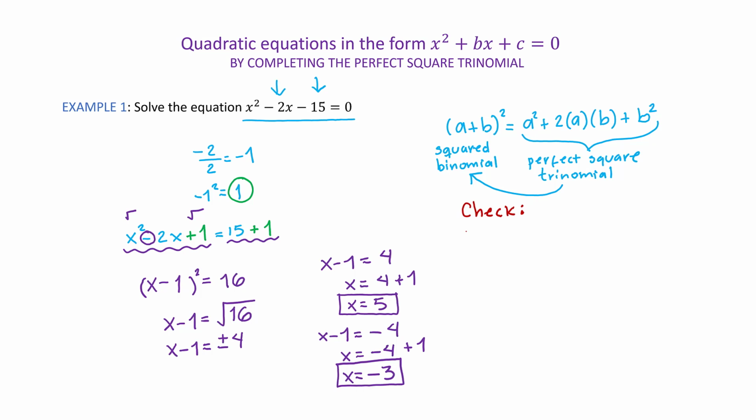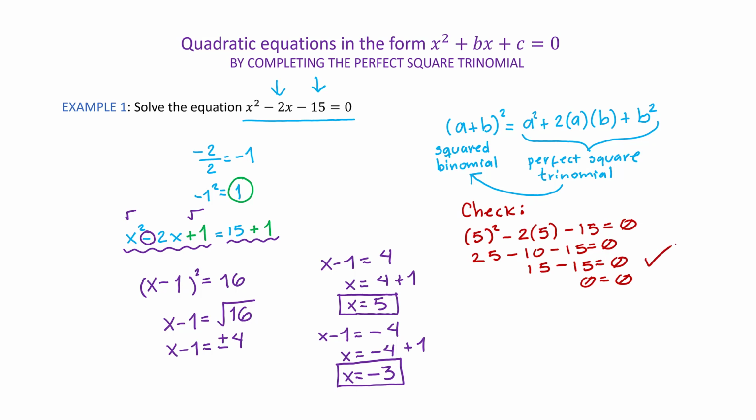The square of x is now the square of 5, minus 2 times x, which is 2 times 5, minus 15 should be equal to 0. The square of 5 is 25. Minus 2 times 5 is minus 10. Minus 15 should be equal to 0. 25 minus 10 is 15. Minus 15 should be equal to 0. 15 minus 15 is 0. Therefore, x equals 5 is correct.